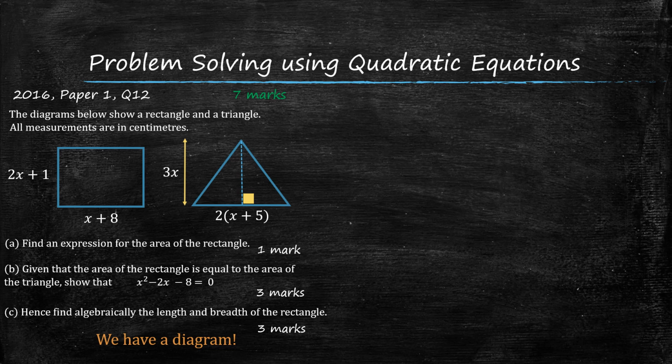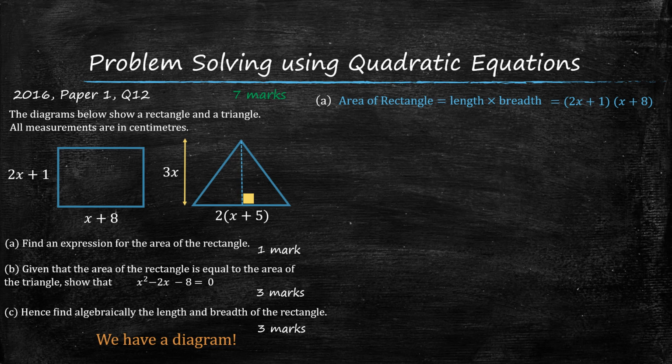Okay, first thing we'd normally do with a question like this is, if we didn't have a diagram, we'd draw a diagram, we'd mark on all the dimensions we'd been given, but we already have a diagram, so we can jump straight into the solution. Let's find an expression for the area of the rectangle. Well, the area of the rectangle is equal to the length times the breadth, so that's 2x plus 1 in brackets times x plus 8 in brackets. Again, another quadratic expression is formed from the area of the rectangle.